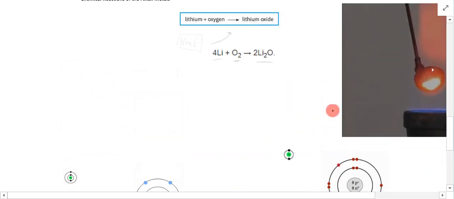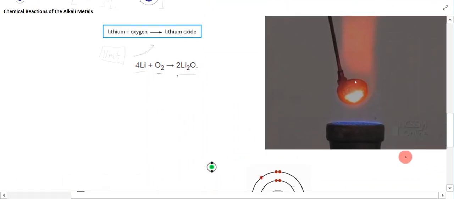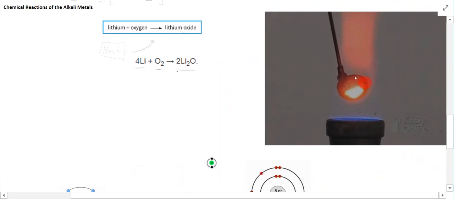That's what science is about. It's about building up models to explain phenomena that we can observe in the real world, such as if we take lithium and burn it in air, we get a particular kind of reaction. How do we explain that on paper? So let's have a look at the reaction and see how this happens.